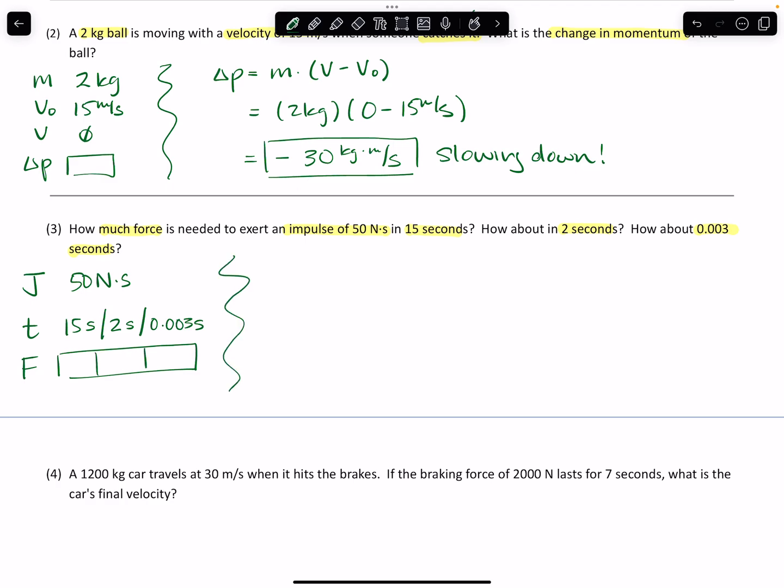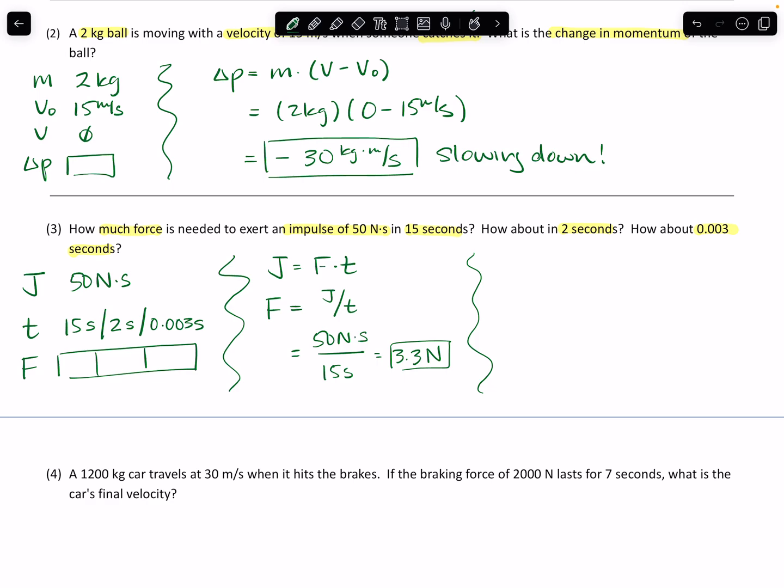All right, so we use our impulse formula. Impulse equals force times time. But because we're looking for force, we're going to rearrange it. So the force equals the impulse divided by the time. All right, so we'll start with our first time. So we've got 50 newtons times seconds divided by 15 seconds. So we have a force that occurred that was around 3.3 newtons. So there's our first force.